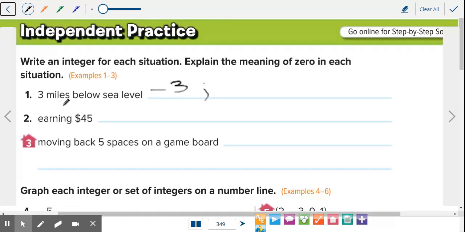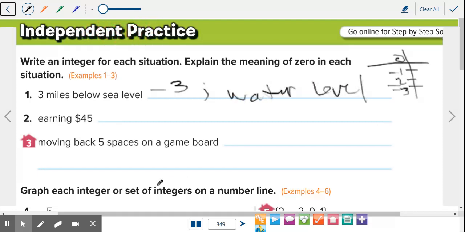If we're 3 miles below sea level, what would 0 mean in this situation? Think of it as a number line. Here's 0. Right here it would be -1, -2, -3. So there's the water, and everything's below. What would 0 represent, Katie? Yeah, just the water level. 0 represents the water level. You're at the top. You didn't go below, and you're not above the water. You're floating on the top.